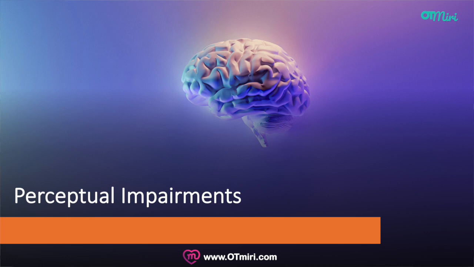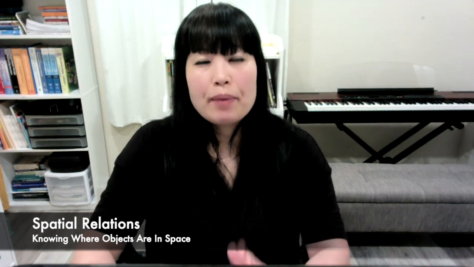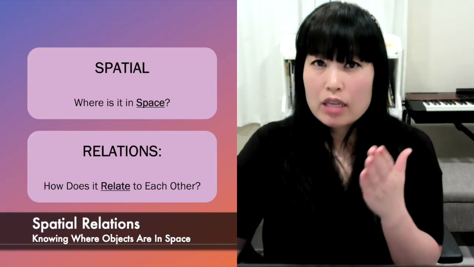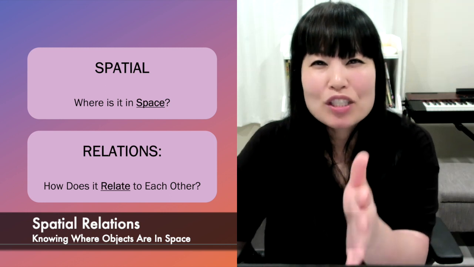What's next? Perceptual deficits. I'm going to cover only some of the main ones that you might see, because there are so many and I don't want to spend too much time on this portion. The first one we'll talk about is spatial relations and positioning. This refers to our ability to know where objects are in space and how they relate to each other. So this one's easy. You just have to think of the word spatial with space. So where things are in space and how they relate to each other.